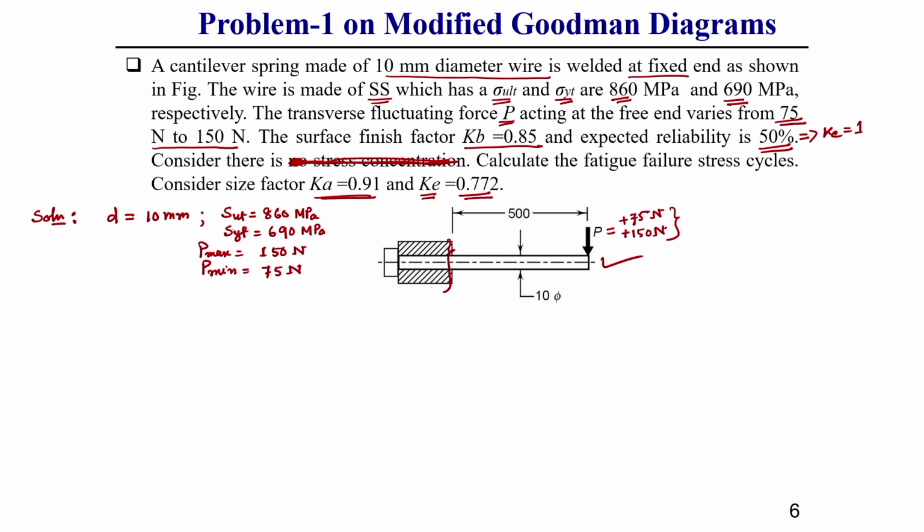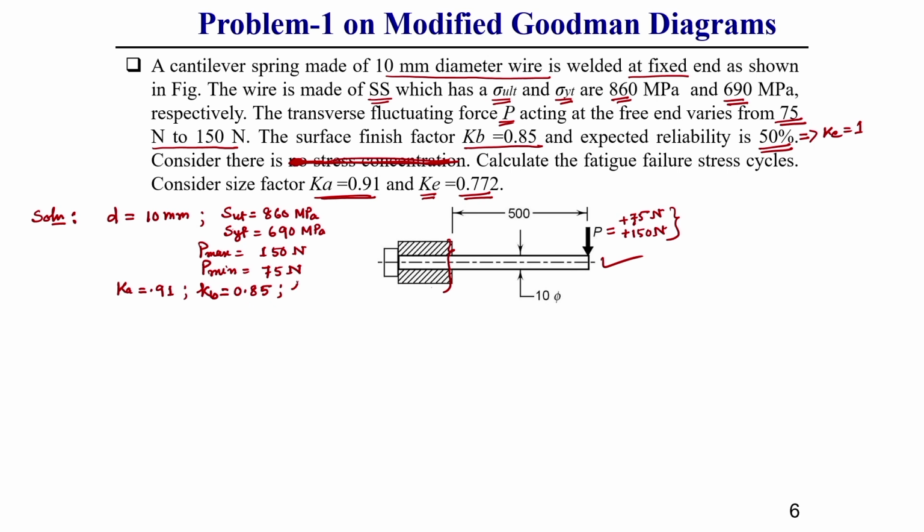What are the other things given? Other things given, you can say Ka, the Marine equation modifying factor, is given as 0.91. Kb is given as 0.85. Okay, so you see, then what are the other things given?